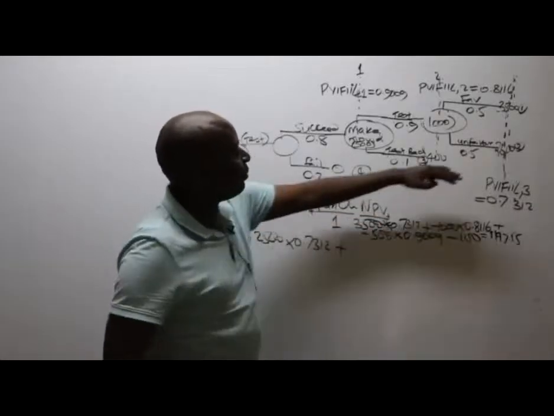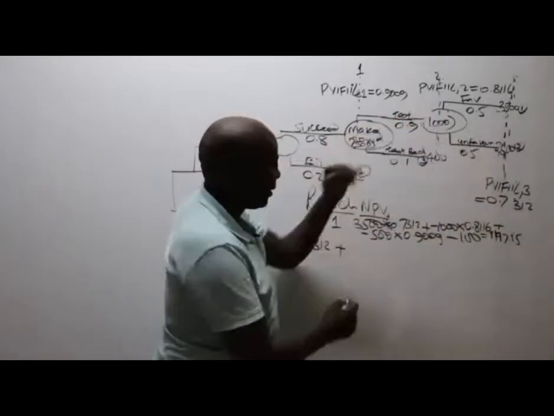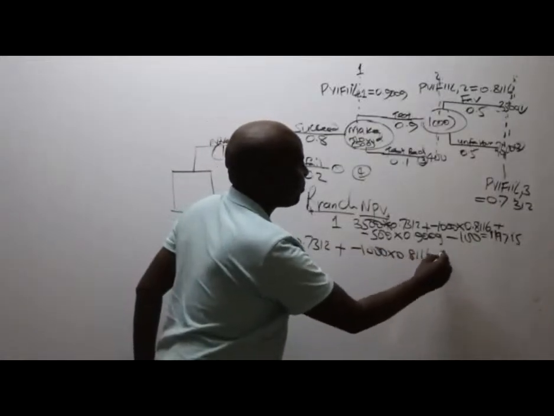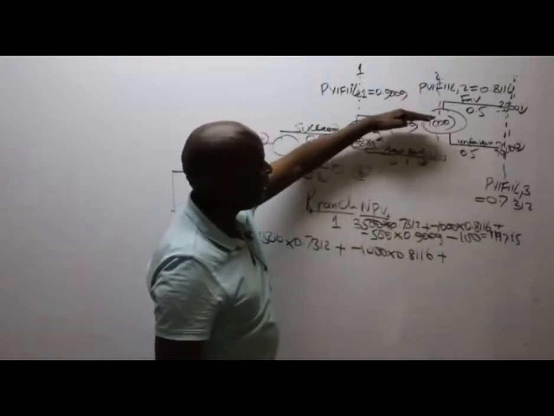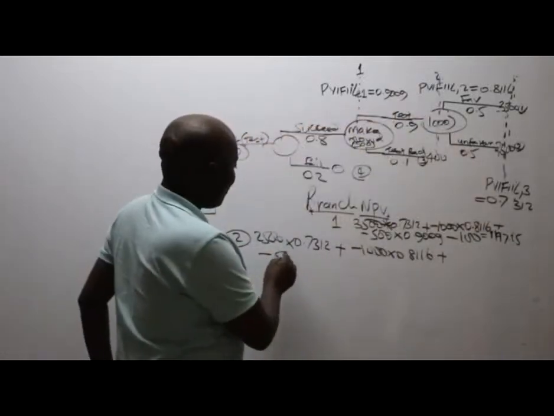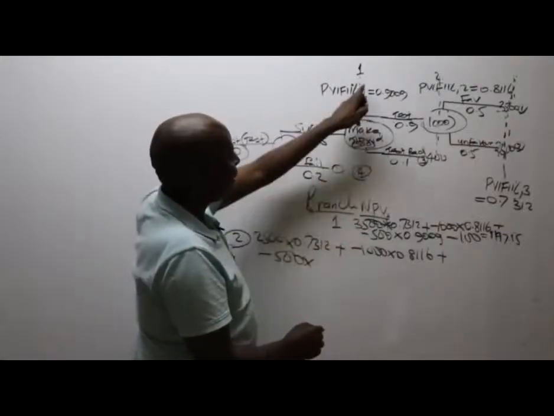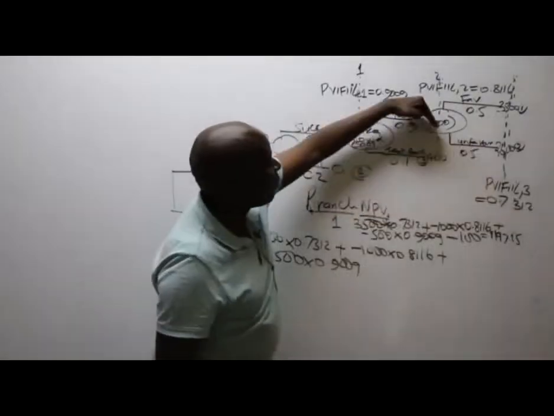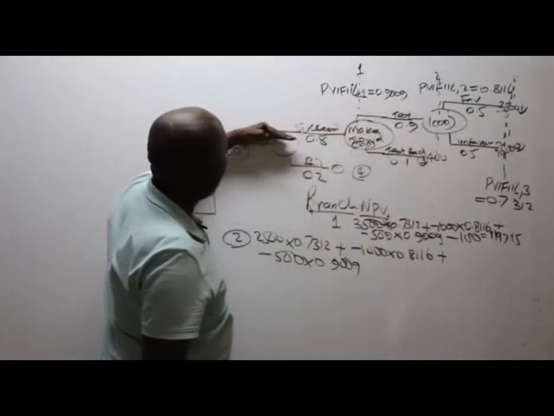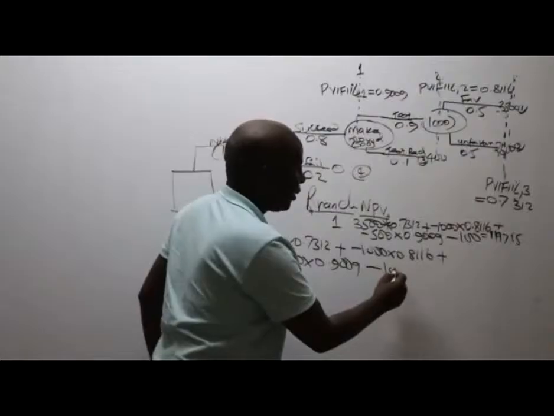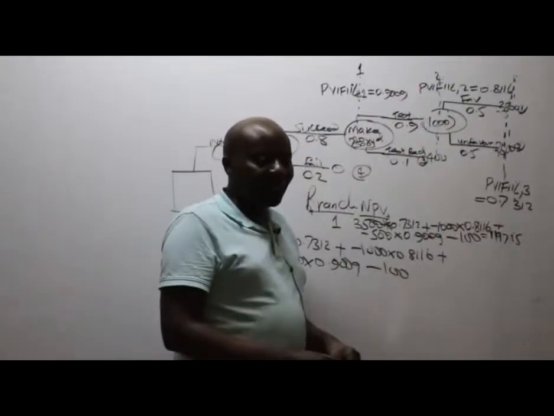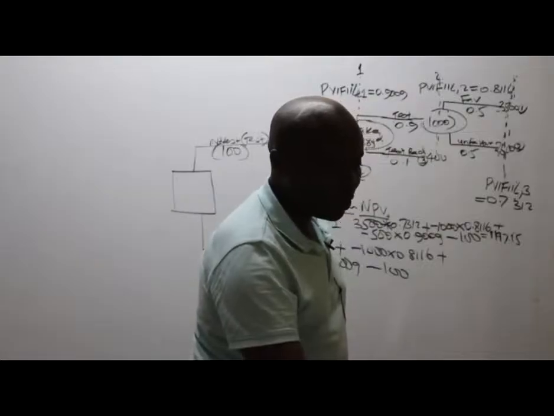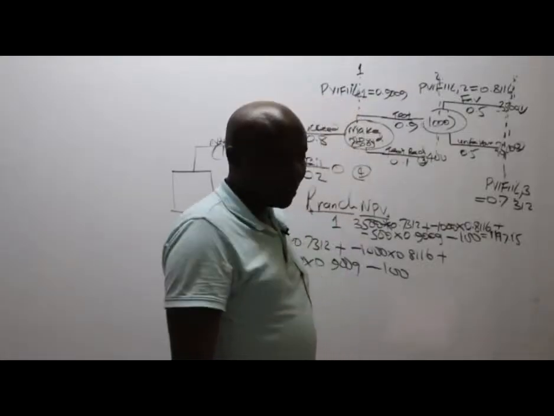0.7312. Plus, I'm moving here, I can see on my road, there is this minus 1,000 times 0.8116, plus, continuing with my journey, picking only cash flows alone, minus 500 times the discounting factor. I'm continuing with my journey until I see this minus 100. So minus 100 is today's cash flow. We don't discount it.